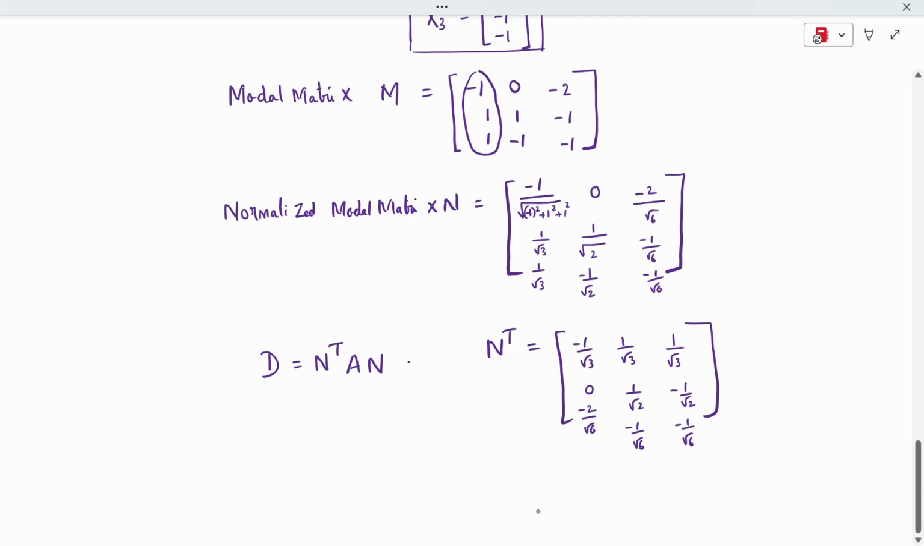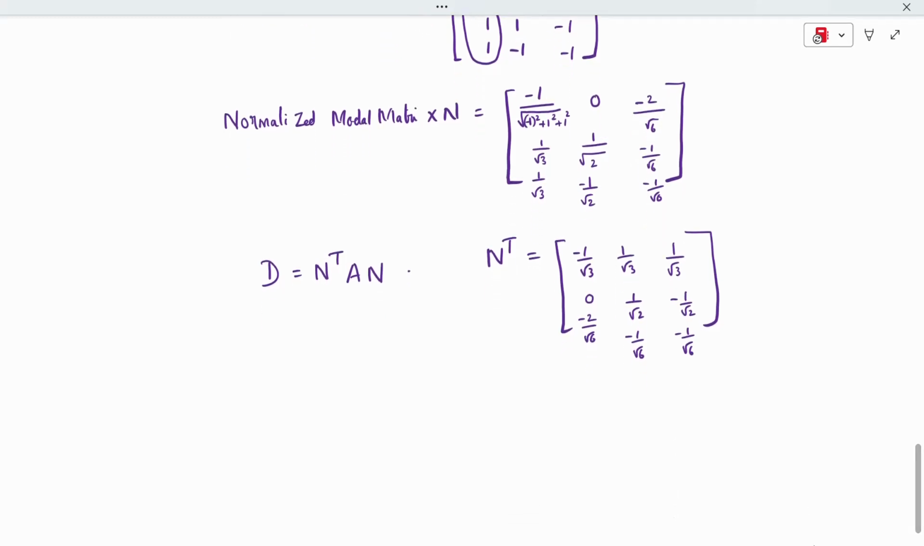Okay, this N transpose into the given matrix A into N. You multiply it, you get your diagonalization. For that, how you have to multiply it means, first you have to multiply the first two elements only. N transpose into A, you have to multiply it. Okay, not from the reverse order. First you have to multiply these both elements, then that answer into N. Okay, answer into N, you have to multiply it, then only you will be getting your D.